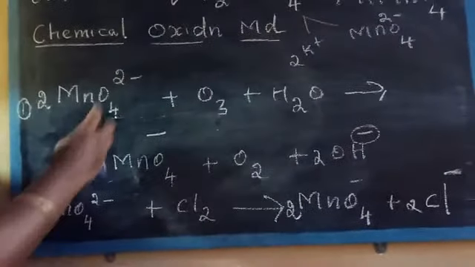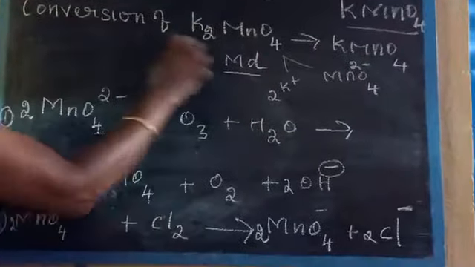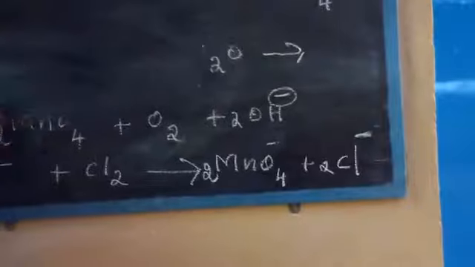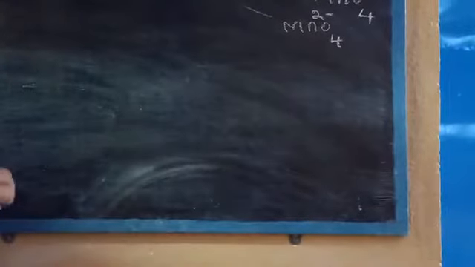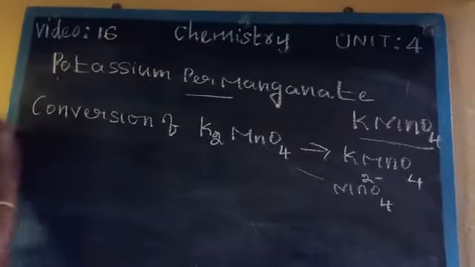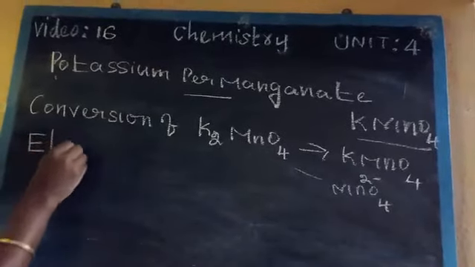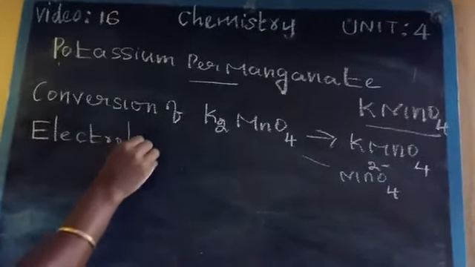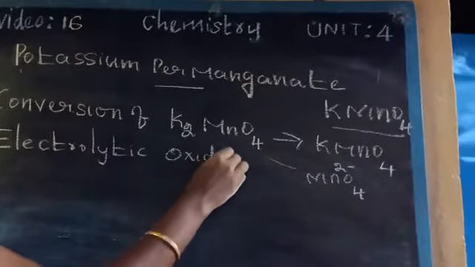So next we are going to see the next method, that is electrolytic oxidation method. So in electrolytic oxidation method, the electrolyte is manganate ion, with a small amount of alkali. So now to give the product, see what is the product, okay. So now the second method, electrolytic oxidation method.